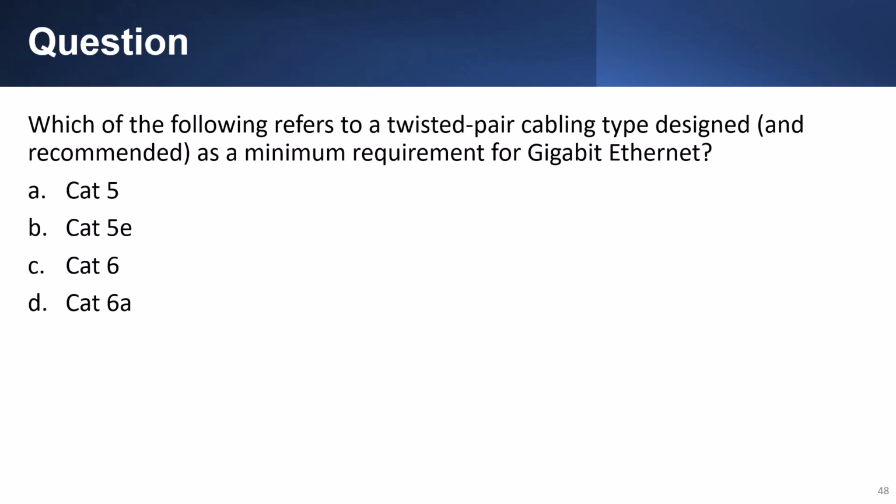Question: Which of the following refers to a twisted pair cabling type designed and recommended as a minimum requirement for gigabit Ethernet? Answer: Cat5e.